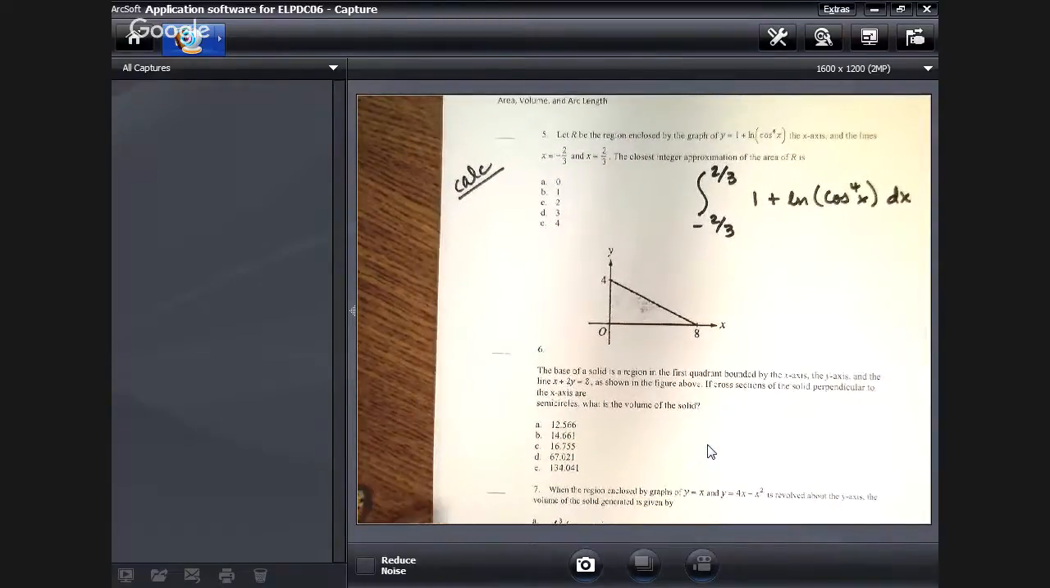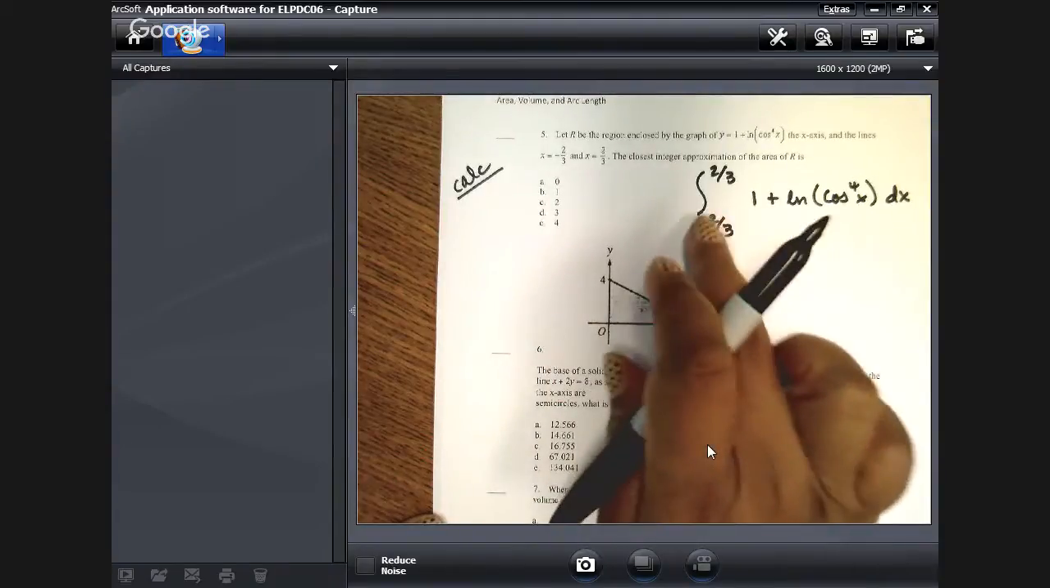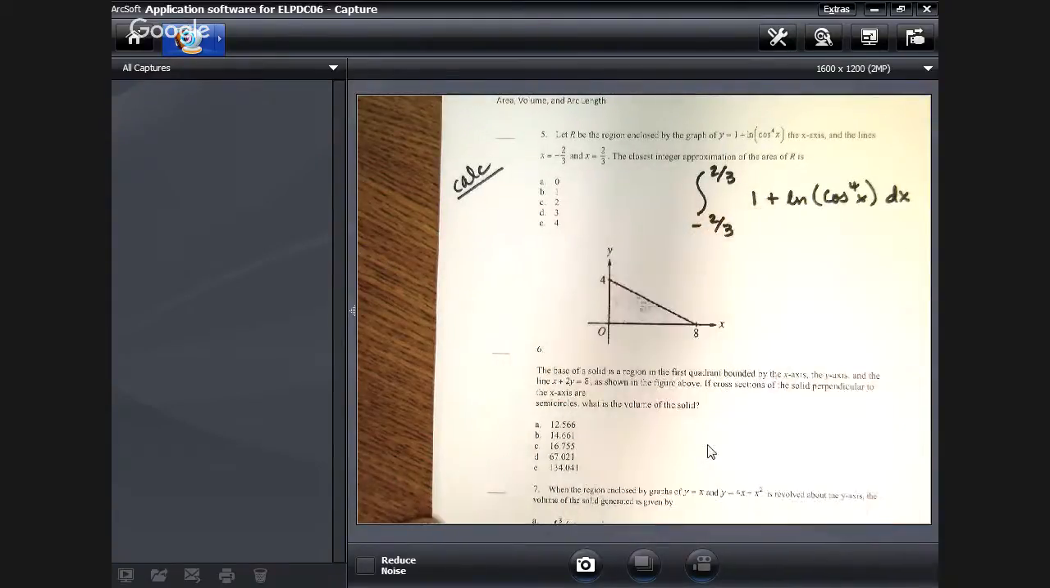So you really need to just evaluate that. You could probably just make this 0 and multiply by 2 and get it that way also, because it looks like that's going to be an even function. Anyway, you get the idea, and there's my setup.